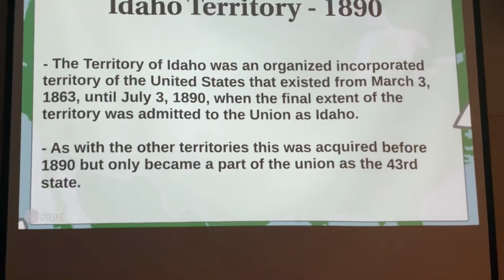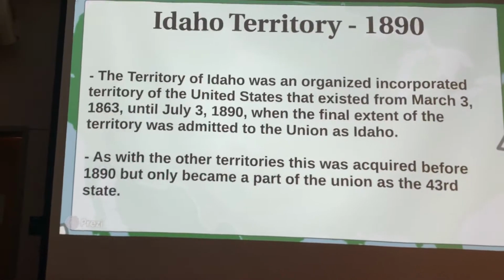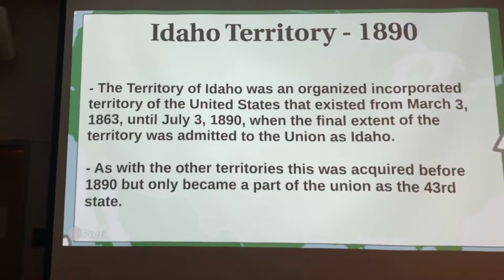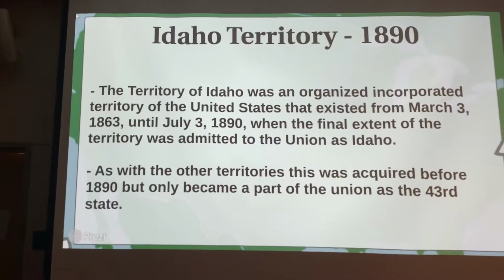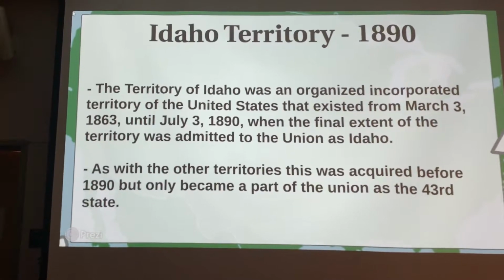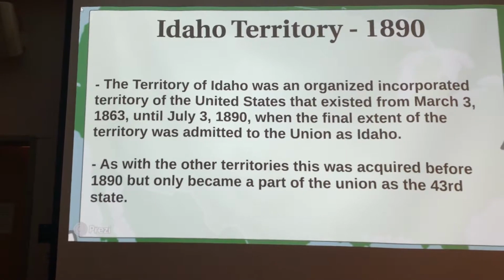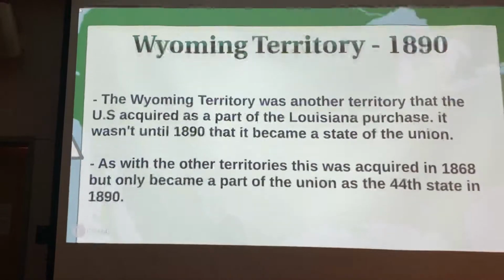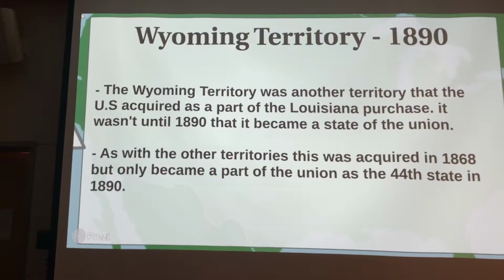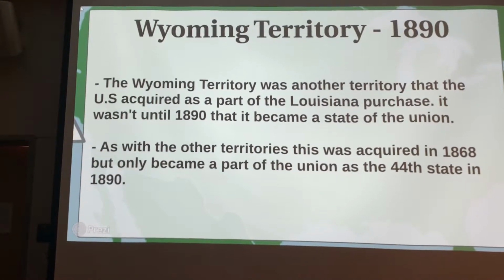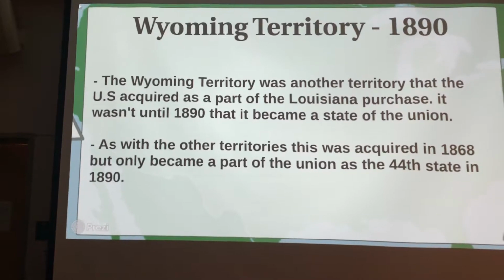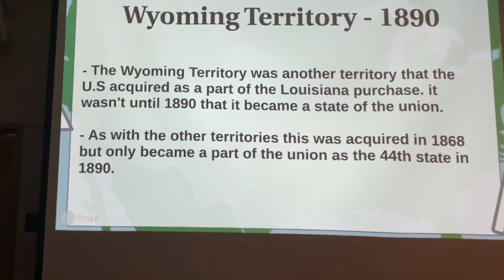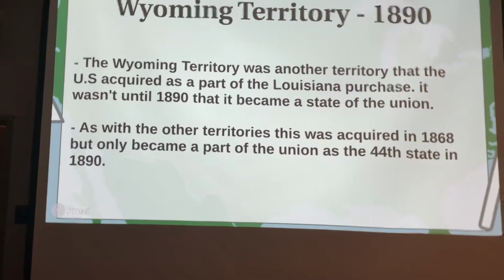The Idaho Territory was acquired in 1890 as well, and this territory was organized, incorporated, and existed from 1863 until 1890, when again it was admitted into the Union. The Wyoming Territory was another territory, and it was acquired as part of the Louisiana Purchase, like I said before, and it was admitted into the Union as the 44th state in 1890.